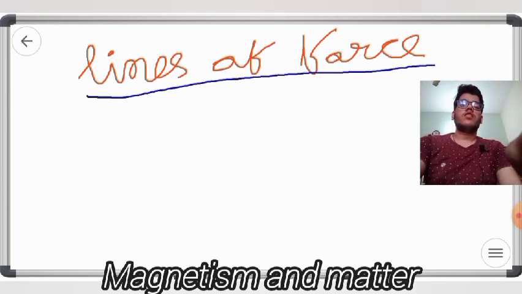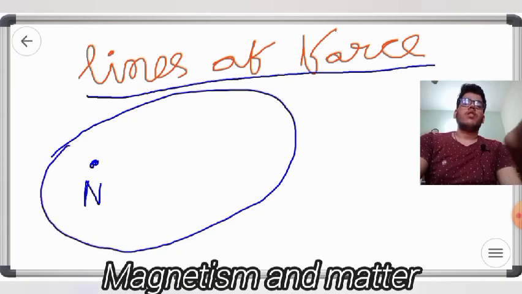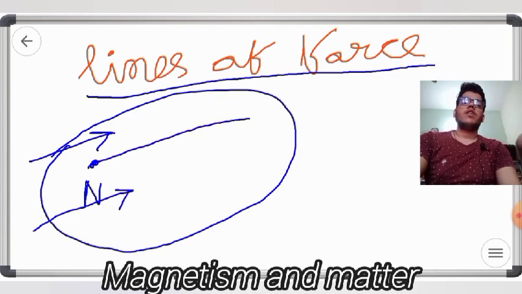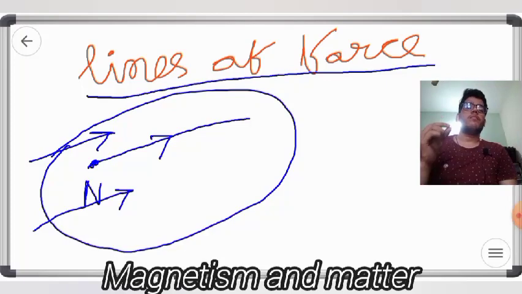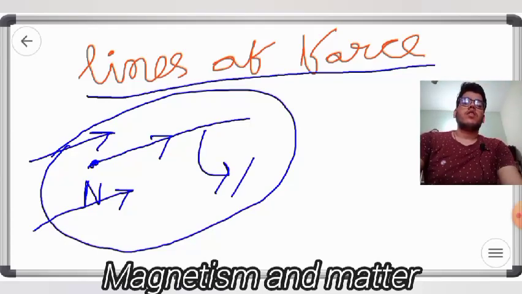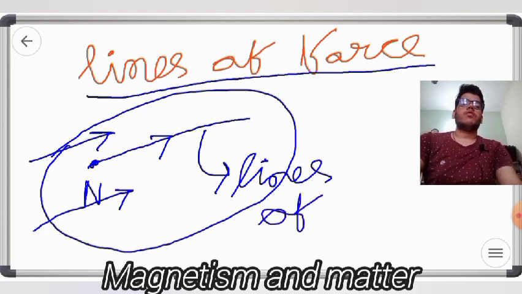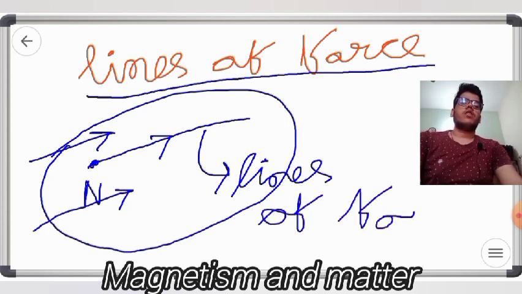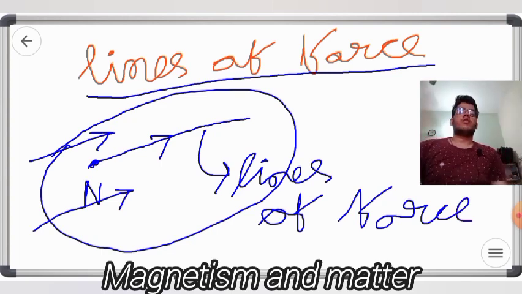So let us consider a unit north pole placed in free space, free to move. Then when a magnetic field is applied, the lines that draw the path of the north pole going from north to south or anywhere are called lines of force. These are also known as flux lines.